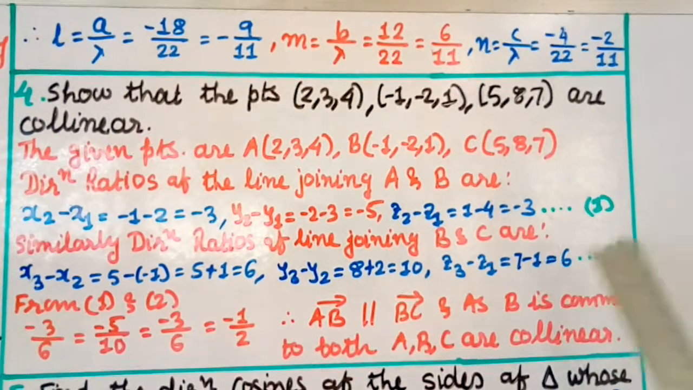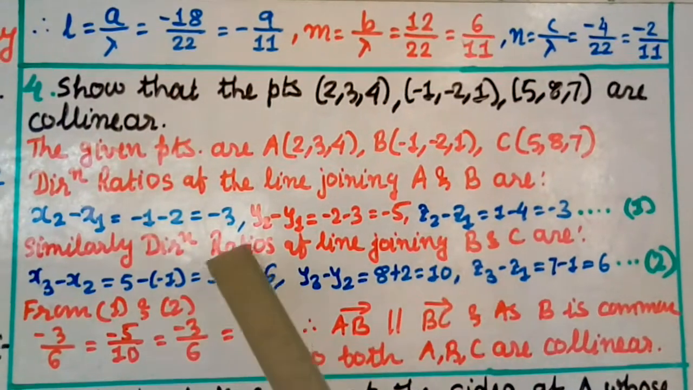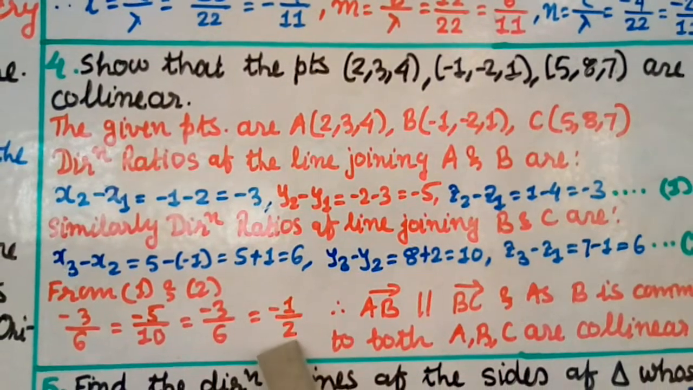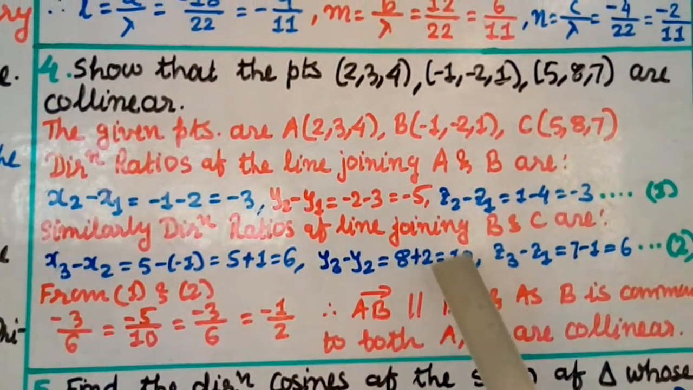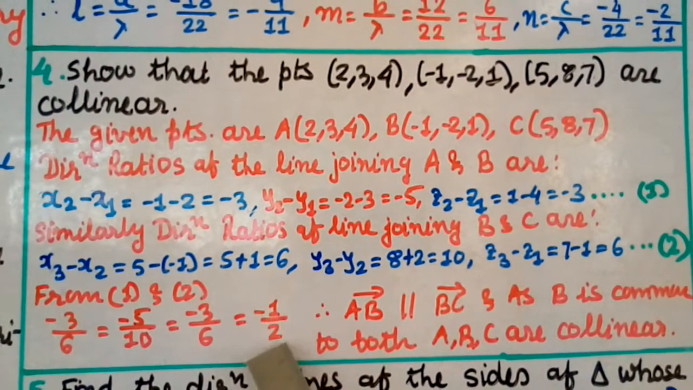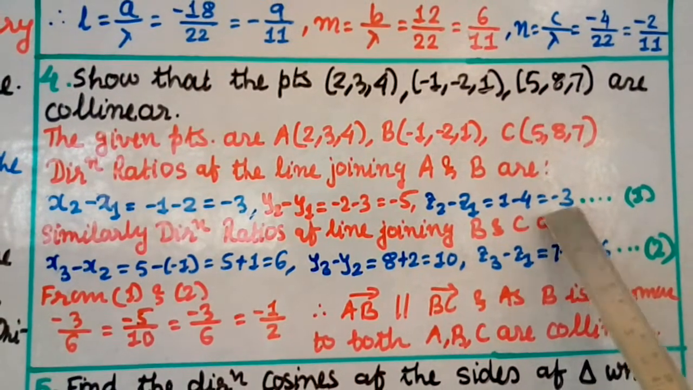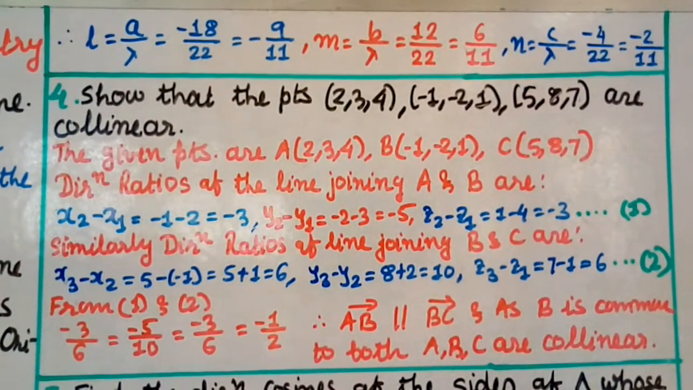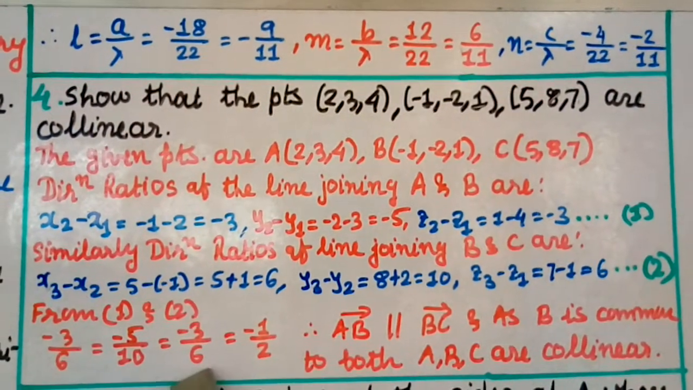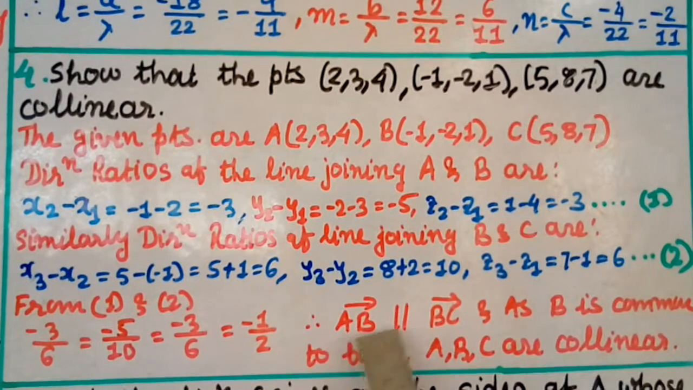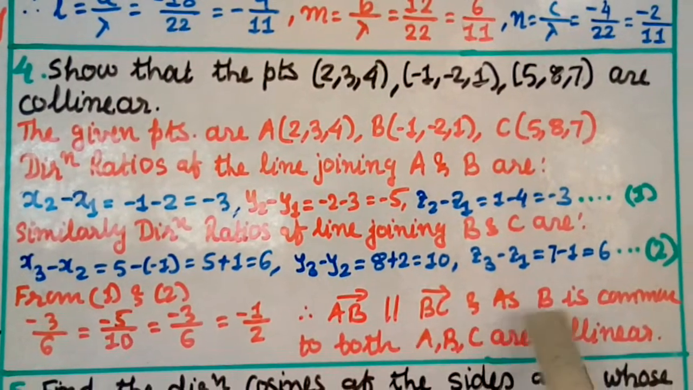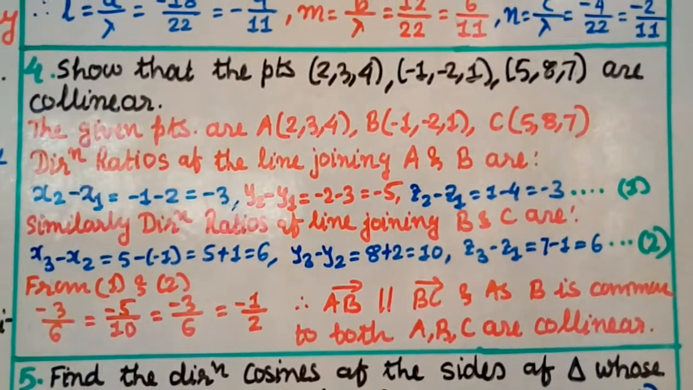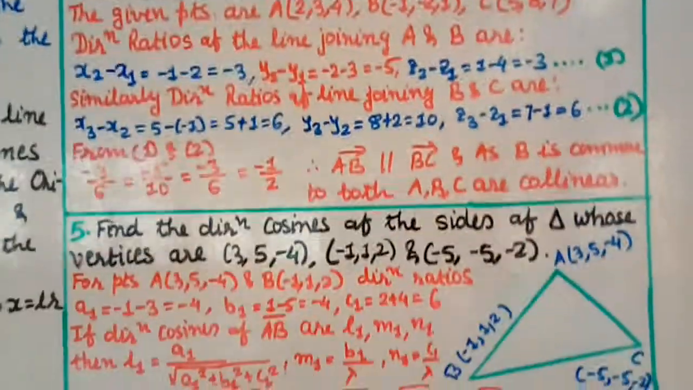Now from 1 and 2, you check the ratio. Here, minus 3 and plus 6 gives you minus 1 by 2. Similarly, minus 5 by 10 also gives you minus 1 by 2. And minus 3 by 6 also is minus 1 by 2. So all three ratios are the same. Since all three ratios are the same, we can say AB is parallel to BC, and as B is common to both lines, A, B, C are collinear. So that is the solution for this question.